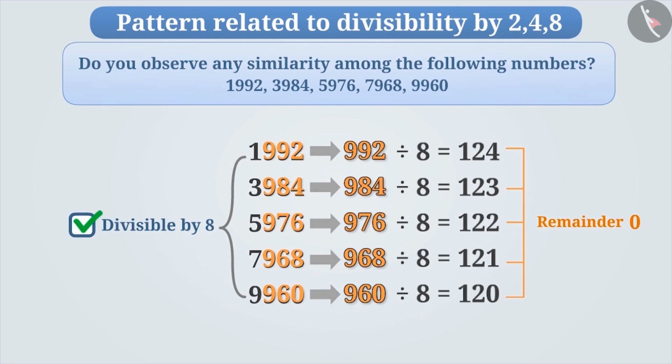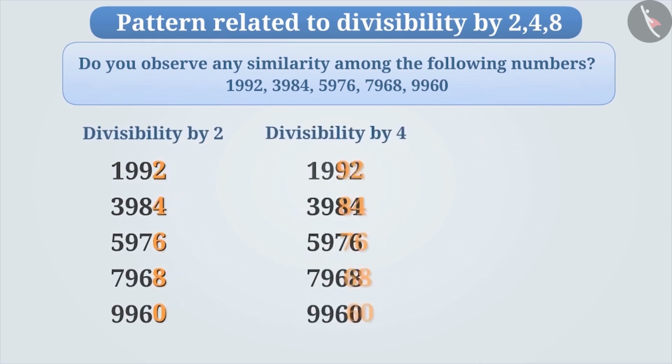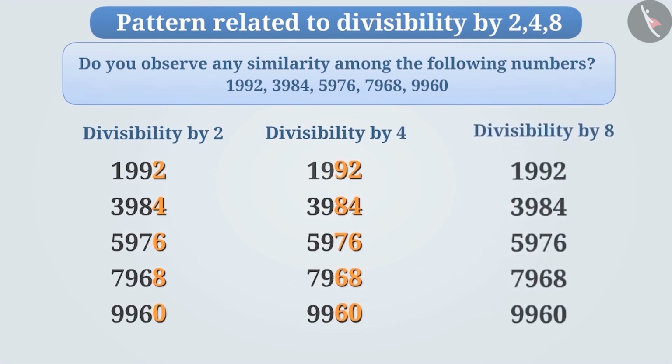Thus, the divisibility of 2 can be checked by considering the last digit. Divisibility by 4 can be checked by considering the last two digits, and the divisibility by 8 can be checked by considering the last three digits of a number.